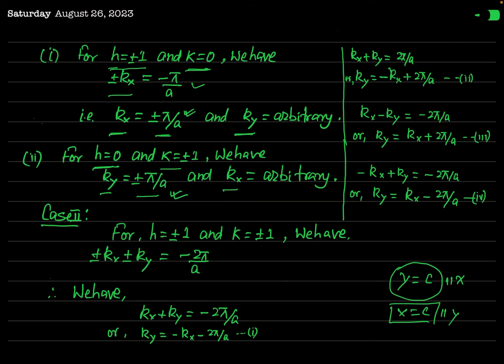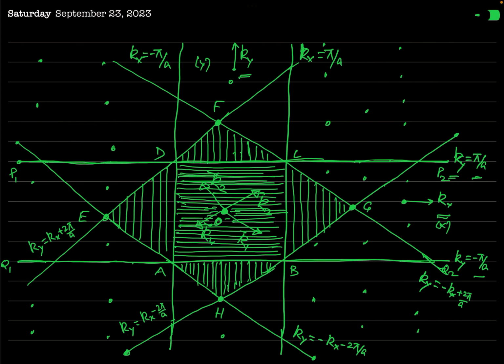Now the remaining two equations are kappa x equal to plus minus pi by a. And you know, these two straight lines will be parallel to the kappa y axis. So see this line, I am marking it here by R1, R2. This is the straight line defined by the equation kappa x equal to pi by a. This is the straight line, you can see.